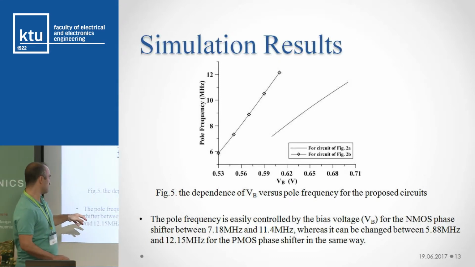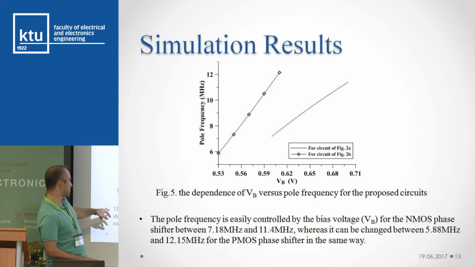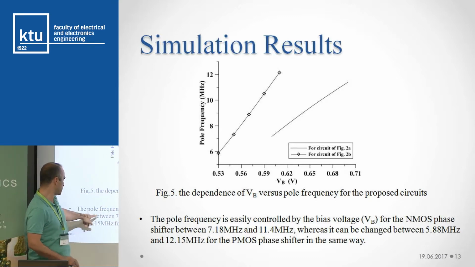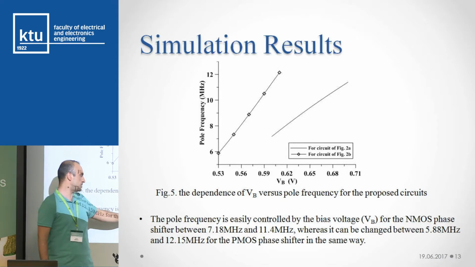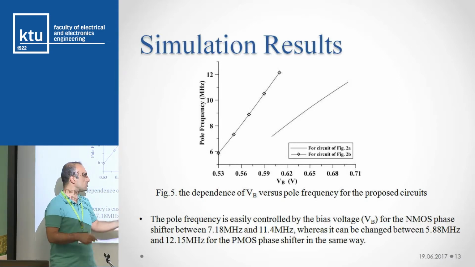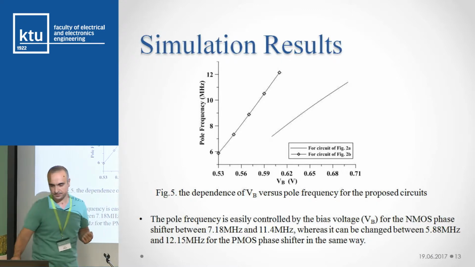For example, the pole frequency is easily controlled by the bias voltage from between 7 megahertz and 11 megahertz. So it's possible to change the center frequency by only changing the biasing voltage.